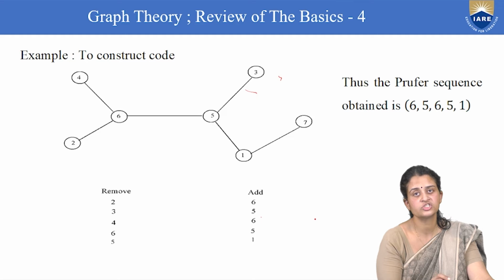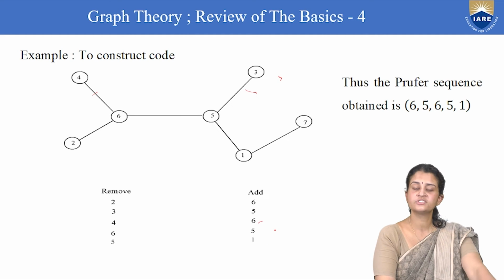Then again, what is that condition? Then 4 is the least one. Then we will be removing this 4 and we'll be adding 6. And now we will be getting this 6, 5, 6, 1. And now which is the leaf with least weight? Though 1 is here, is it a leaf? No, because it is not a leaf. Here we have 6 as the least weight, because here we'll be having 6 and 7. Of this, 6 is the least weight. So remove 6 and we again put 5. Now out of this, 5 is the least labeled, and so we'll be removing 5 and we can put 1. So the required Prüfer sequence is 6, 5, 6, 5, 1.